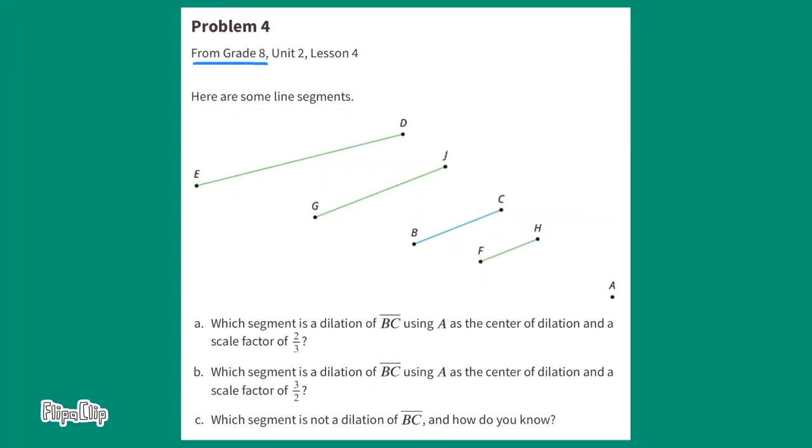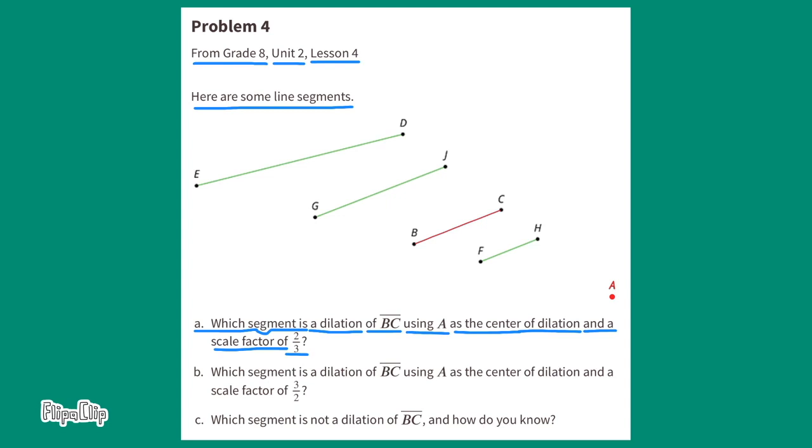Problem number 4 from 8th grade, Unit 2, Lesson 4. Here are some line segments. A. Which segment is a dilation of line segment BC using A as the center of dilation and a scale factor of 2/3? I've marked center point A in red and line segment BC.